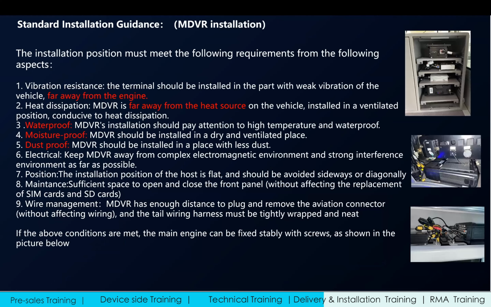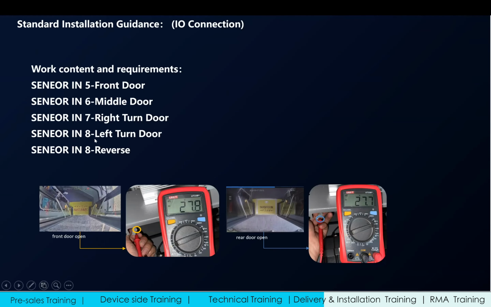After you found the correct one, for example if you connect the sensor input IO5 to the front door, then when you do the configuration settings, you need to set IO5 as door 1, IO6 as door 2, IO7 for the right turn, and IO8 for the left turn. Otherwise it will be a mistake. If you define sensor input 9 as the reverse, then you do the same setting on the MDVR settings.